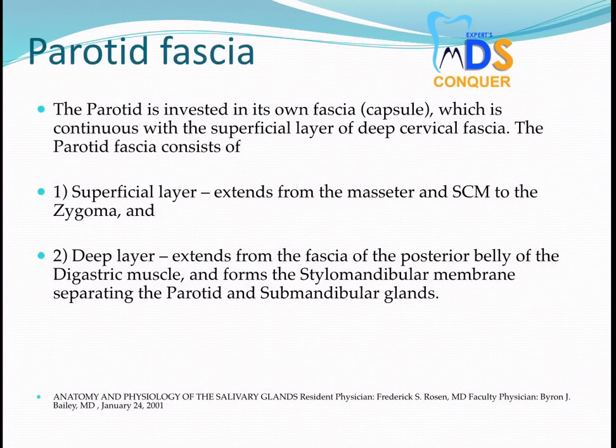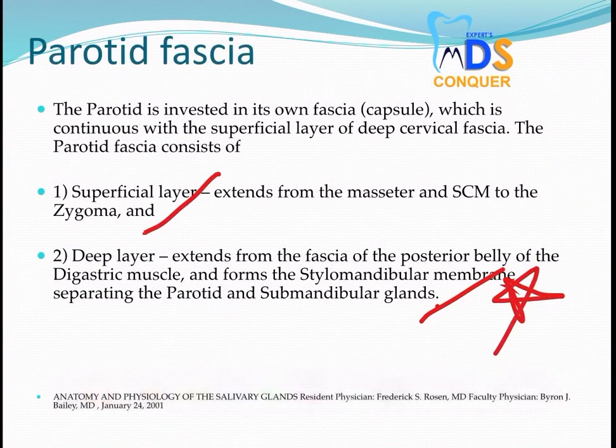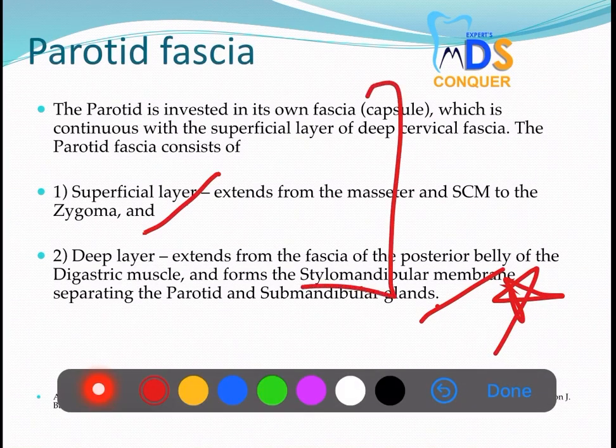Next, coming to the parotid fascia. The parotid has its own fascia, which is called the capsule, and it is continuous with the superficial layer of the deep cervical fascia. This fascia again has superficial and deep layers. The superficial layer extends from the masseter and sternocleidomastoid to the zygoma, whereas the deep layer extends from the fascia of the posterior belly of digastric, wherein it forms the stylomandibular ligament, which separates the parotid and the submandibular gland. This is very important. If you write it, it will be really scoring.